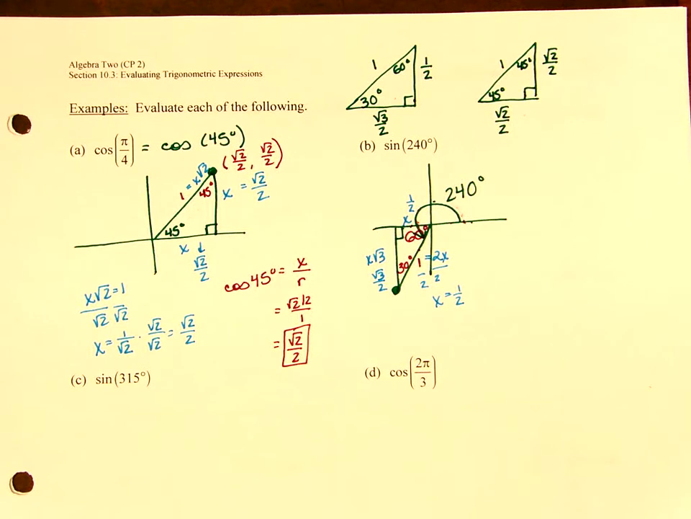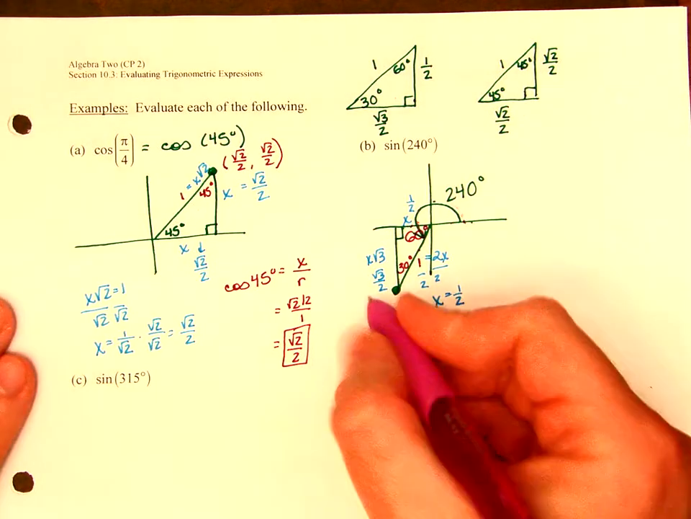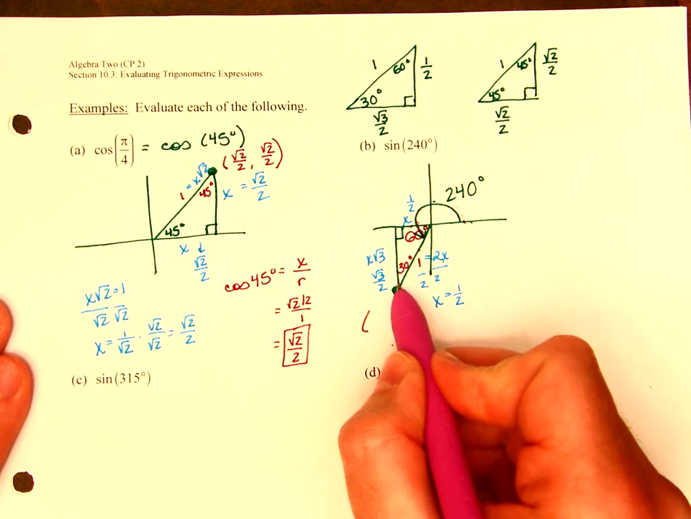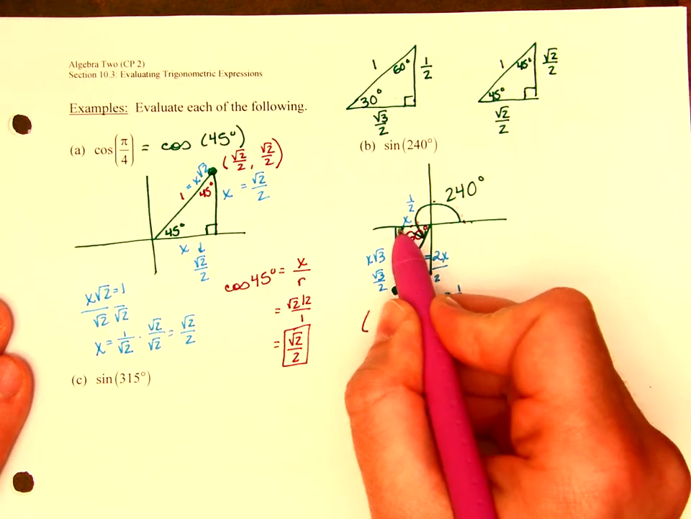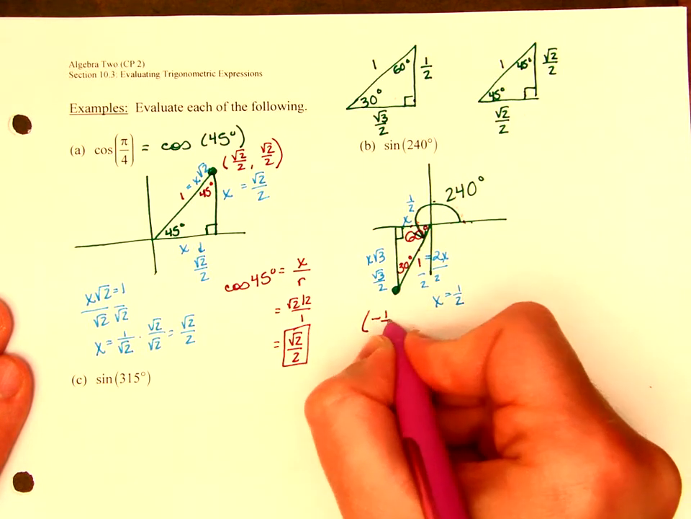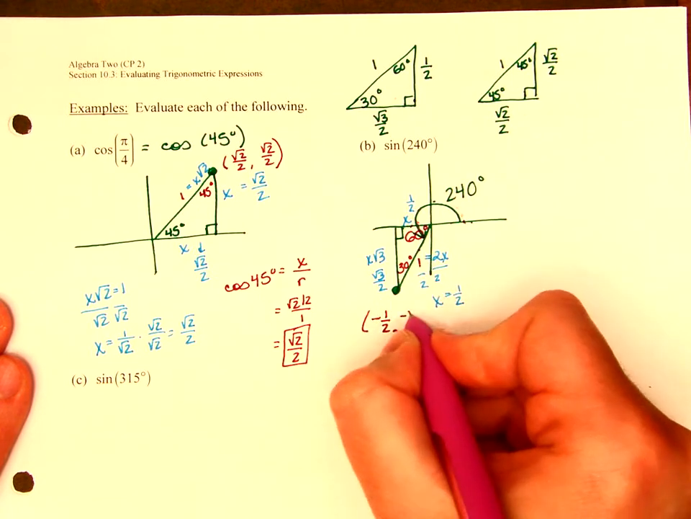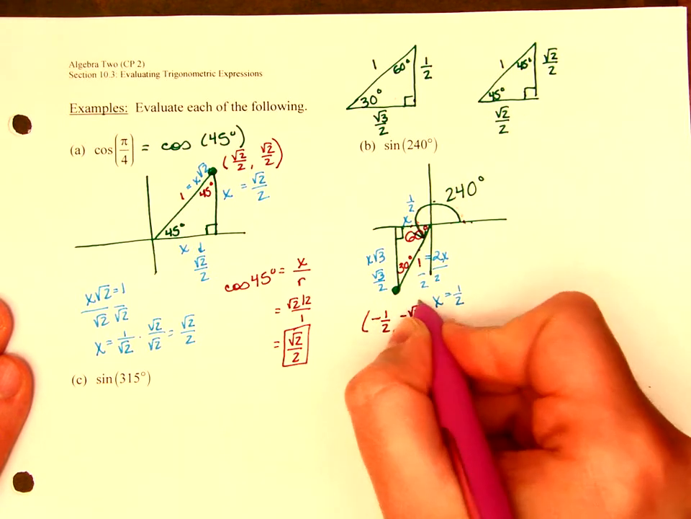That's going to save me a little bit of work. So now I need to get some coordinates. Well, the coordinates of this point over here, I'm moving to the left and I'm moving down. I'm moving to the left a half, so my x-coordinate's negative a half. I'm moving down root 3 over 2, so my y-coordinate is negative root 3 over 2.